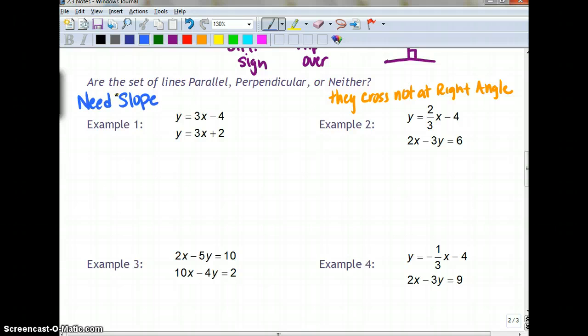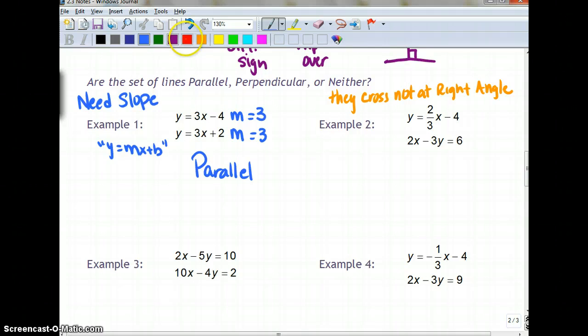So if you look at example number 1, these equations are in the form of y equals mx plus b. So can't you see the slope? The slope in this line, m is equal to 3, and in this one, m is also equal to 3. So we would say that these two lines are parallel because they have the same slope.